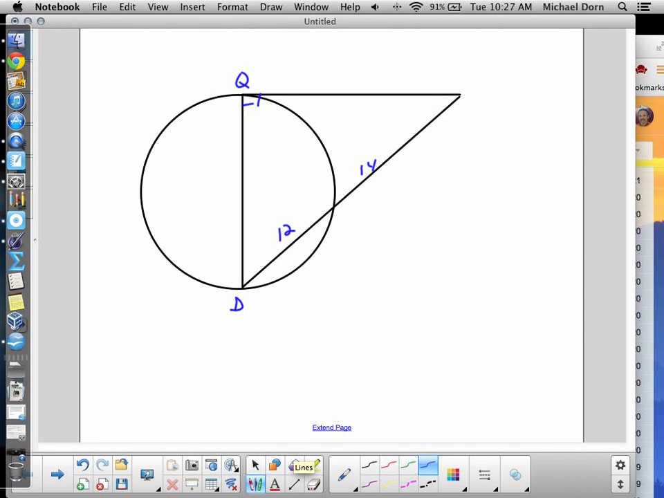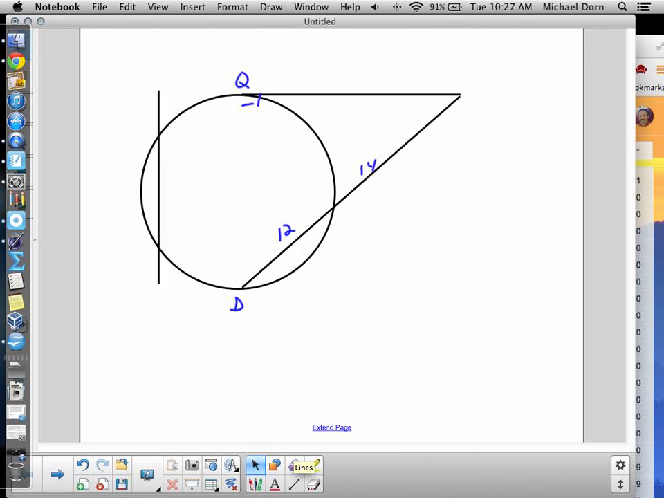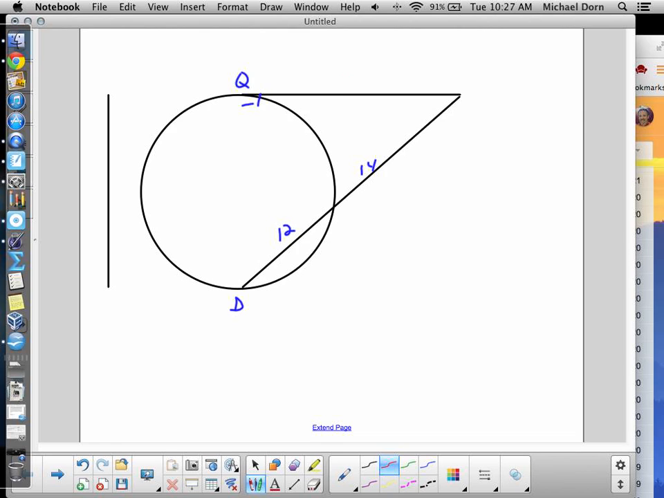Well, I can't find QP directly. But what I can do is if I ignore QP, if I just pull that aside for now, I can find this length, can I? I can find the length of the tangent, which I'm going to call x right now. So a lot of times when we run into these more advanced problems in geometry, we can't find what we're looking for right away. We have to go find something else first. And then we get to go get what we're doing.